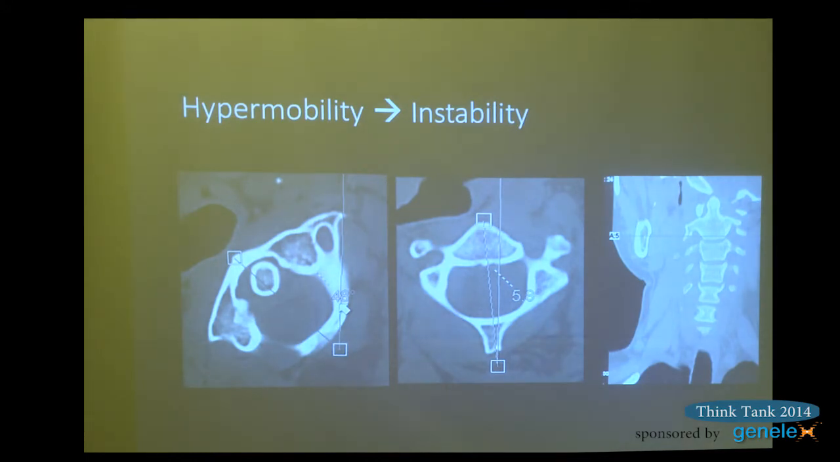And the question of hypermobility relates to instability. This is C2 and the odontoid.